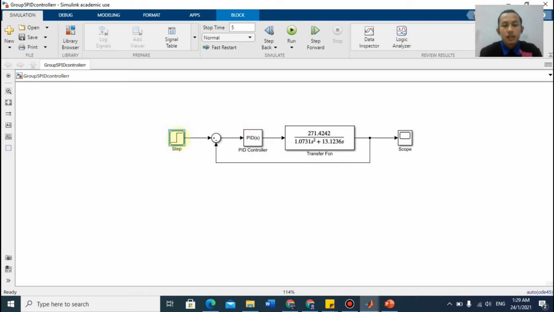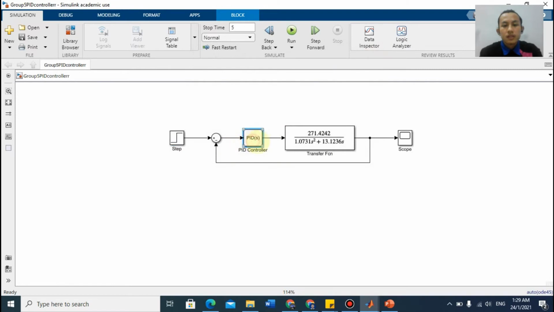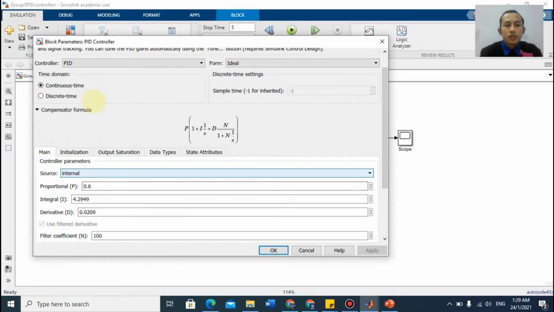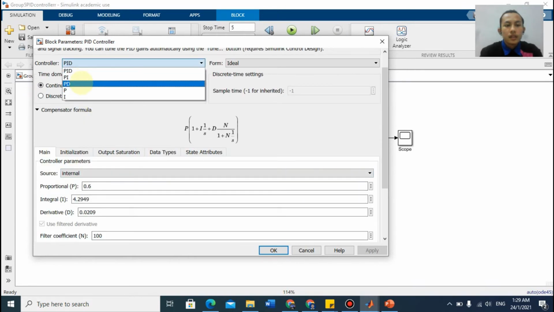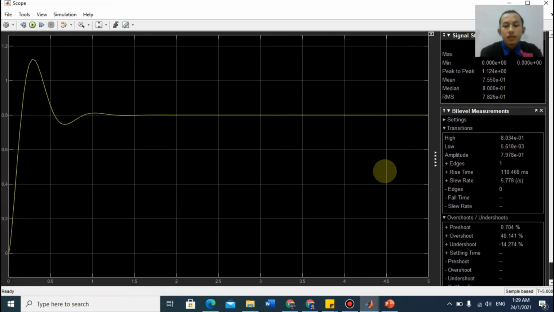This step input is 0.8, and then there is the PID controller. We can adjust what we want: P, or PID, or PD, PI. So for the PID, this is the calculation that we get. We put the calculation here, and then we run. We get a graph. This is our graph for the PID controller, and we get the overshoot of 40%. The rise time is 0.11 second.